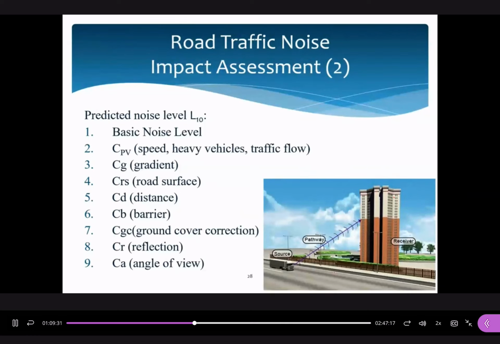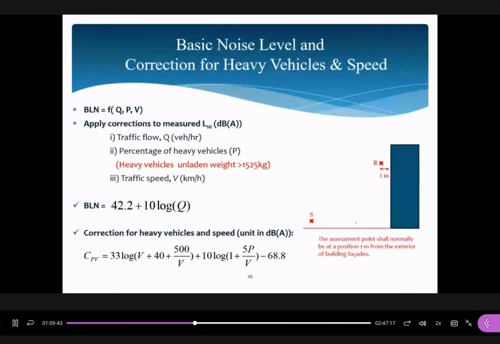We have a road, and this road is parallel with this receiver. The assessment point is 1 meter away from the building facade. Let's take a look one by one. The first one is to find out the basic noise level. It is a function of 3 parameters. The first one is traffic flow.